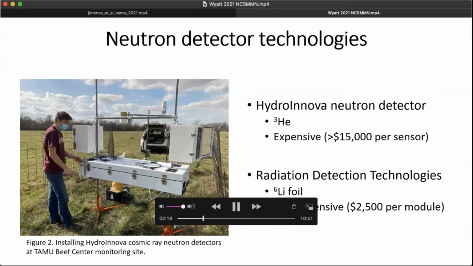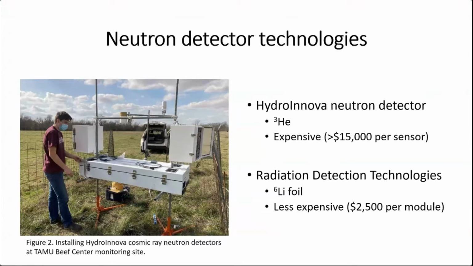And then the goal of our project was to compare a new type of neutron detector with these Hydro Innova detectors. These new detectors are from Radiation Detection Technologies, which is a startup out of Kansas State University. These detectors use an enriched lithium foil, which is a byproduct of the production of lithium-ion batteries. And because of the abundance of lithium-ion batteries and the strong production of these batteries, lithium foil is quite a bit less expensive to use than helium-3. These lithium foil modules only cost about $2,500, though you do need multiple modules to create a single sensor.